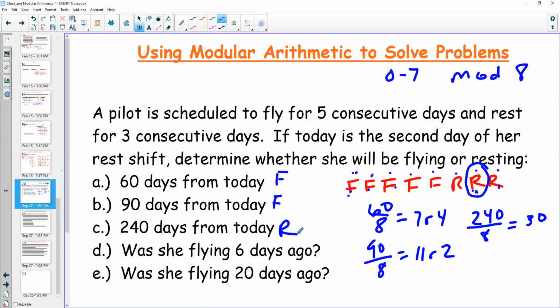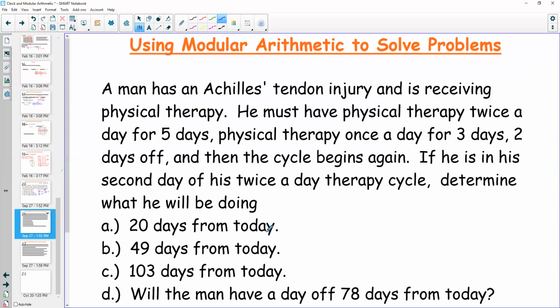Was she flying 6 days ago? I don't know. Well, let's count backwards. 1, 2, 3, 4, 5, 6. The answer is yes. Was she flying 20 days ago? I can keep counting backwards. 1, 2, 3, up to 20. The answer is yes.